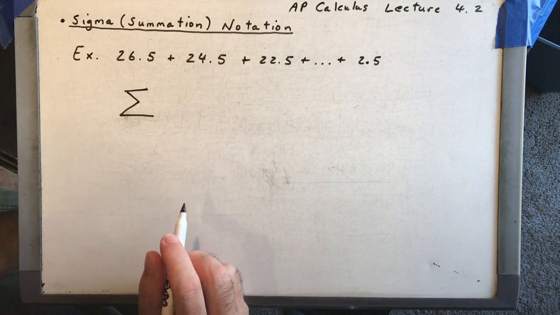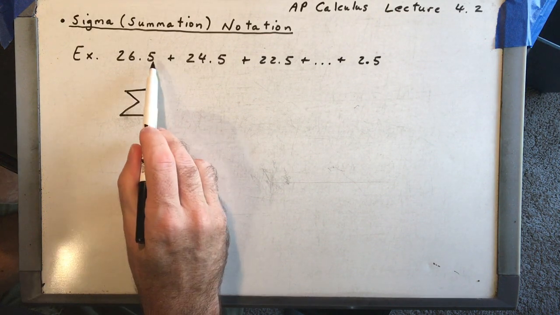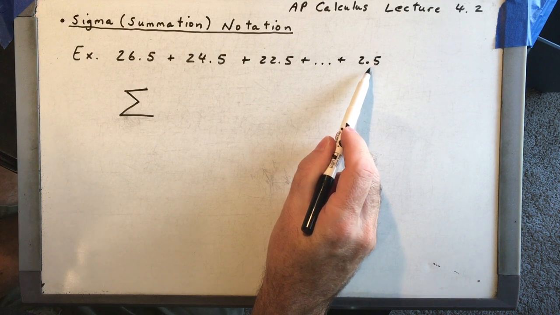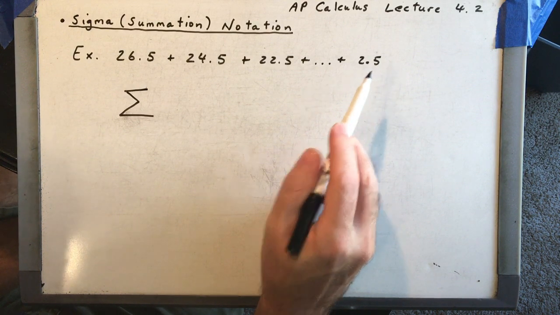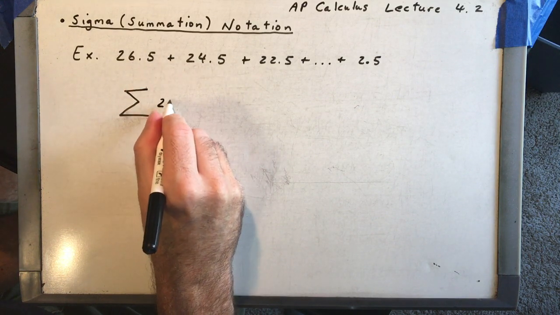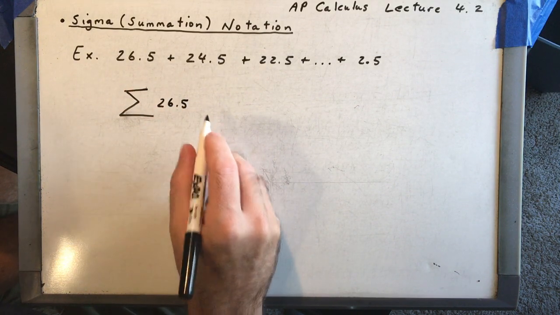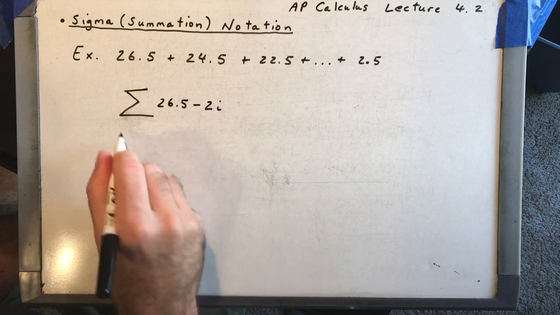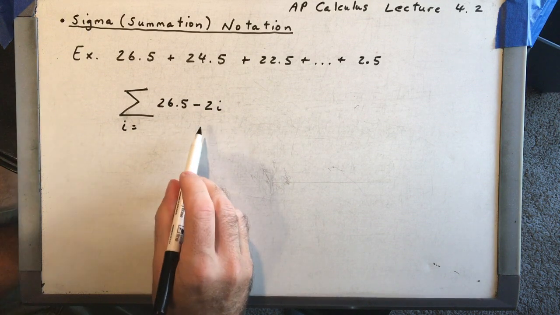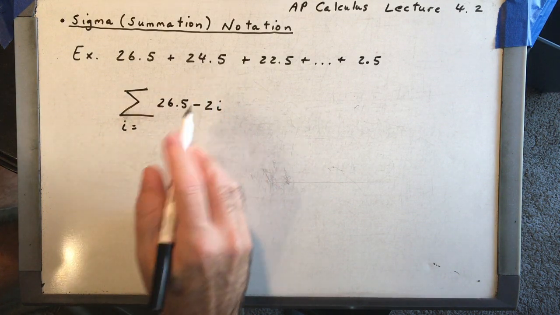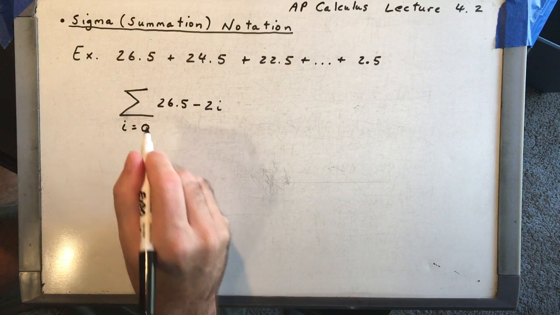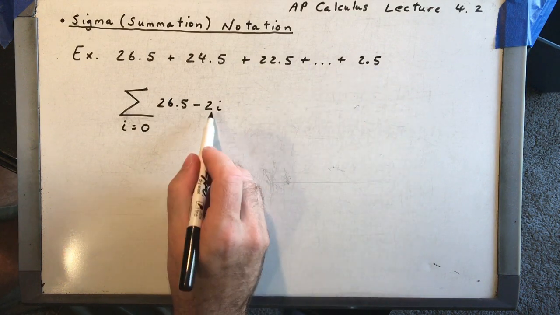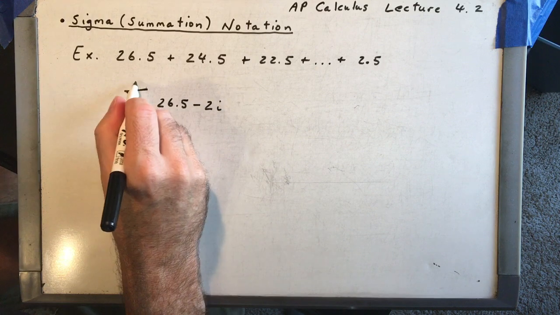Okay, so what's happening here is you're reducing each one by 2, and then your final one is going to be 2.5. So if we start at 26.5, we want to reduce it by 2, so you could say minus 2 times I. Our first I wouldn't start at 1, because if it did, we'd start with 24.5, so it needs to start at 0. And then our last one needs to be 2.5, so that would be minus 24 here, so I would stop at 12.